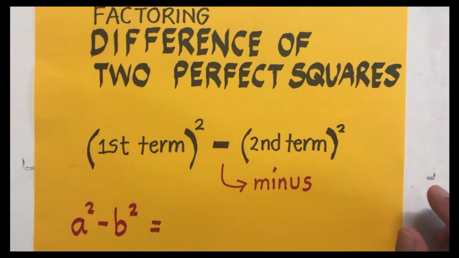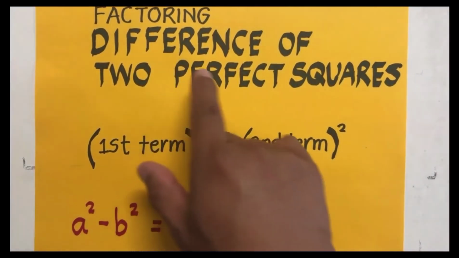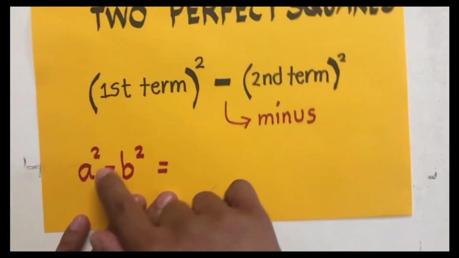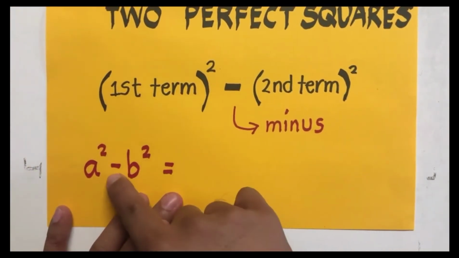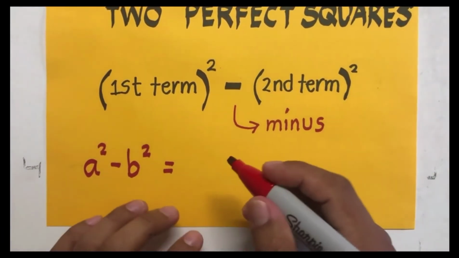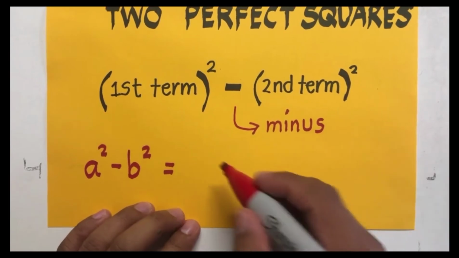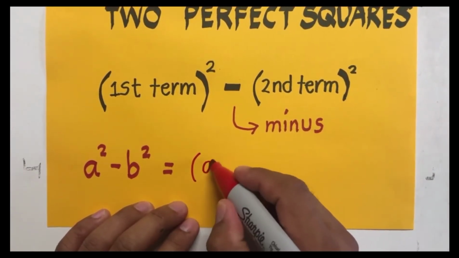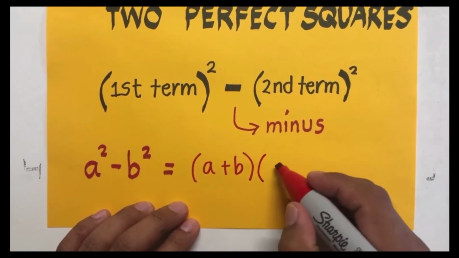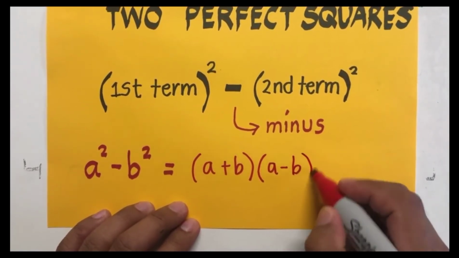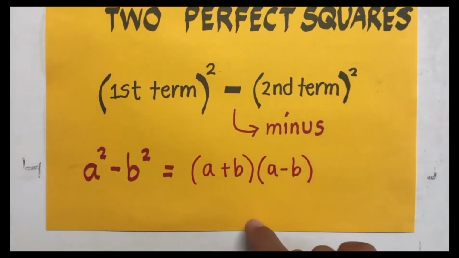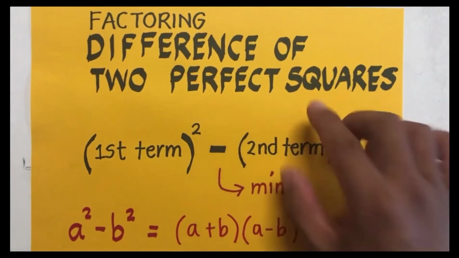So, based on that demonstration, we can now say that in order to factor the difference of two squares, you will have the form: the first term squared, minus the second term squared, is equal to the sum and difference of the two terms. So, a plus b is the sum times a minus b is the difference. This is now the formula that we are going to use in order to factor difference of two squares.